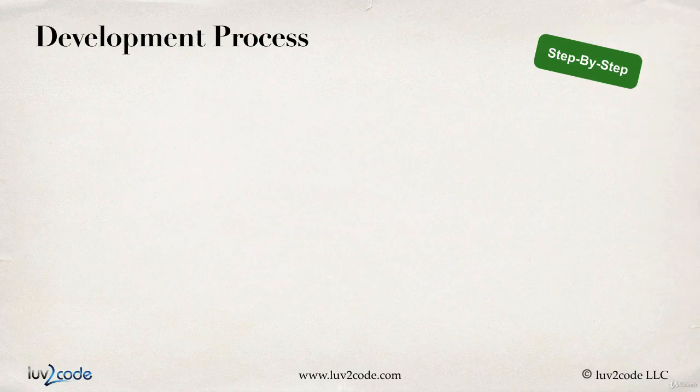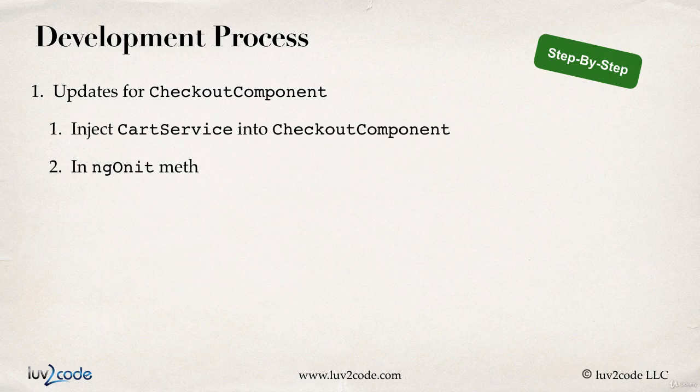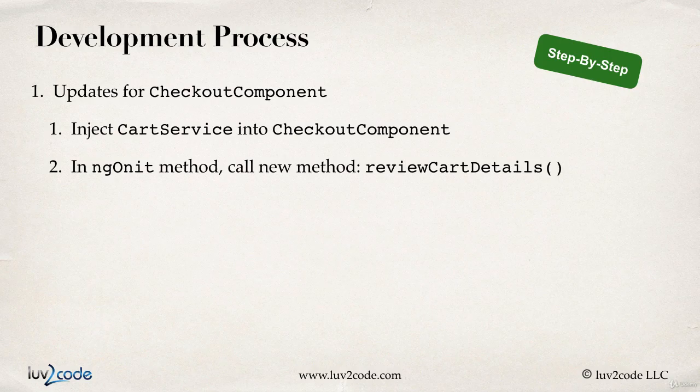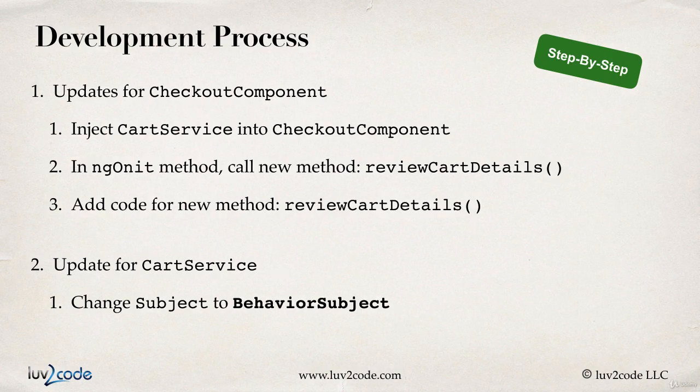Alrighty, so let's look at our development process for this. In step 1, we'll make updates for the checkout component. We'll inject a cart service into the checkout component. And in the ngOnInit method, we'll call a new method, reviewCartDetails. And then we'll add the code here for that new method, reviewCartDetails. And then finally, we'll make some updates in our cart service where we'll change subject to behavior subject.